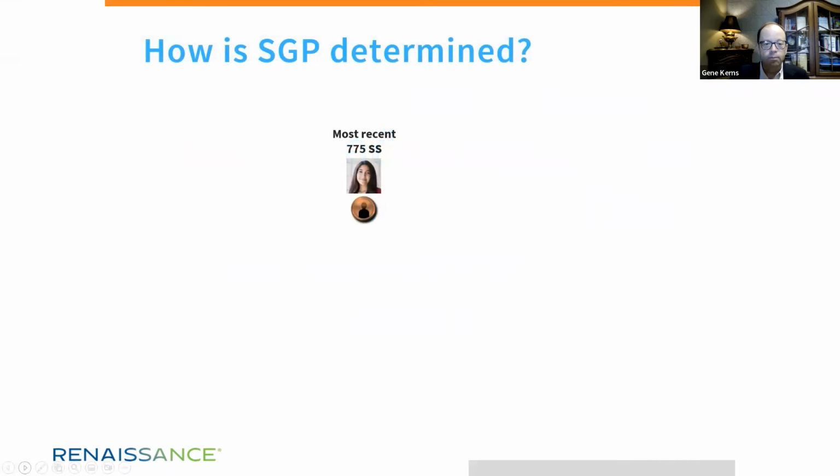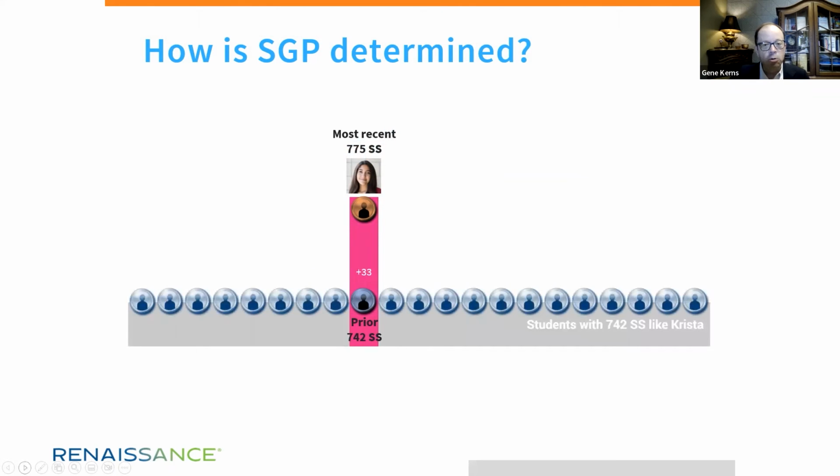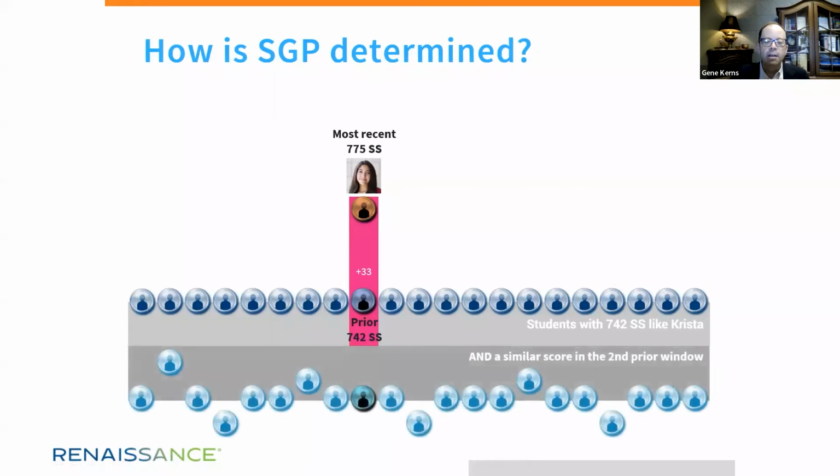Let me illustrate it for you. Again, if we have her winter score and her fall score, we know something about how she grew from fall to winter. But let's suppose we have one more, a second prior test score from Krista. We could look back and find out where she and her other peer group members began. And what we find is some students in her peer group actually began two windows back a little bit further ahead than she was, or a little bit further behind than she was. And what we find is the students on this line, and then again that line at the fall, those are the most appropriate ones to compare her growth to.